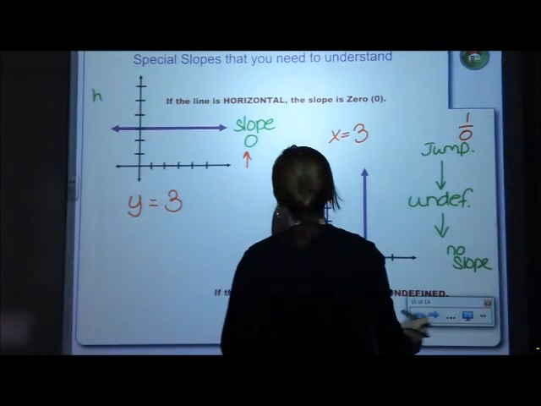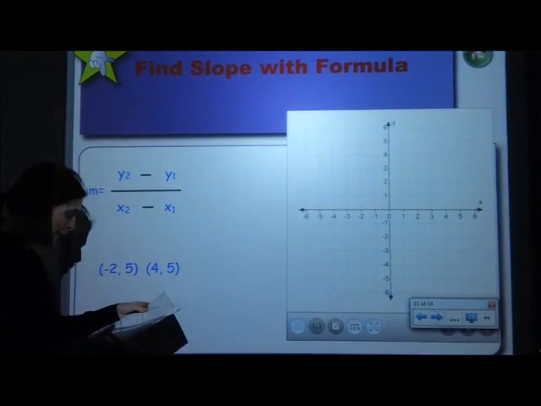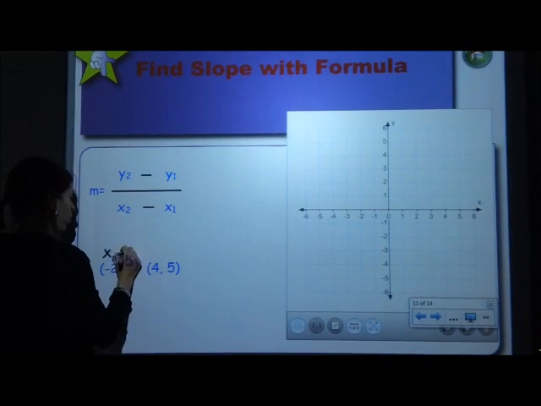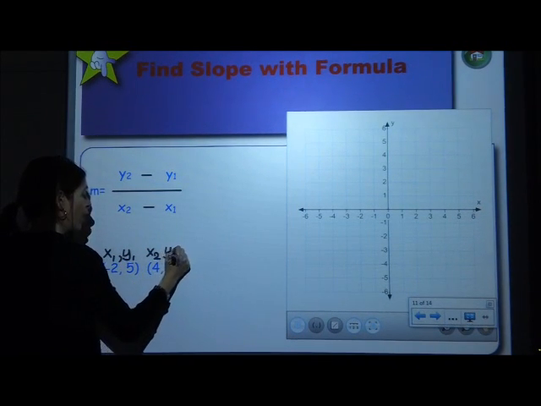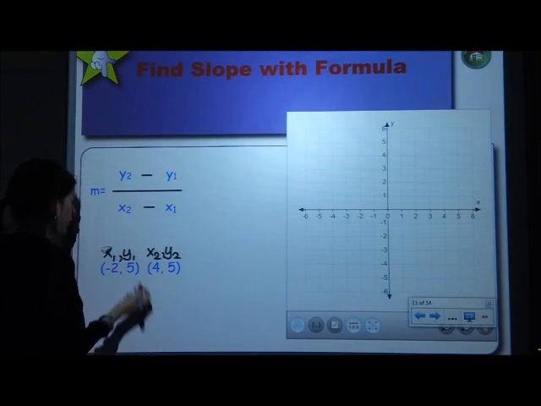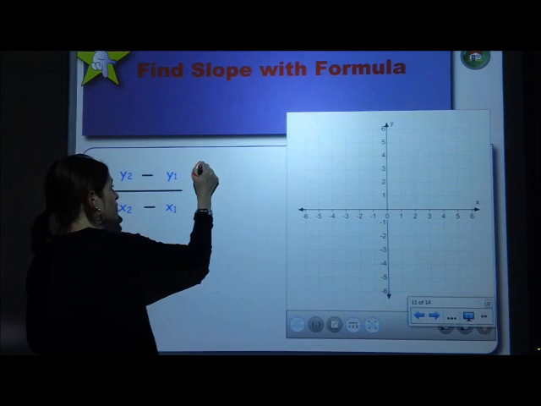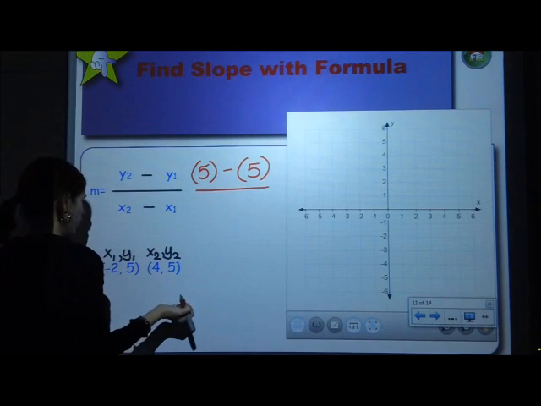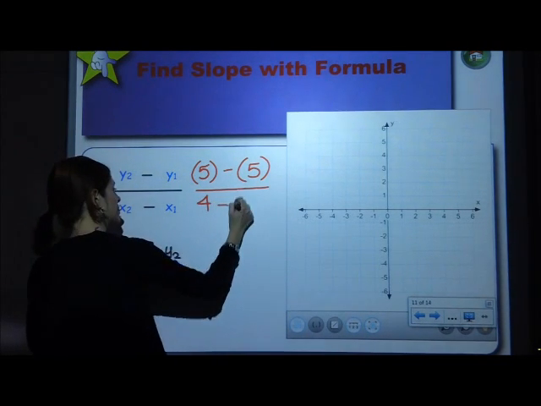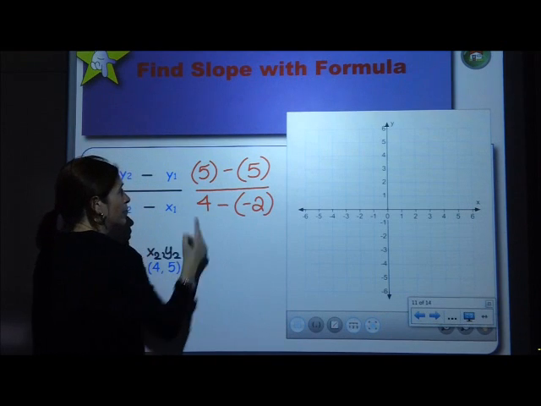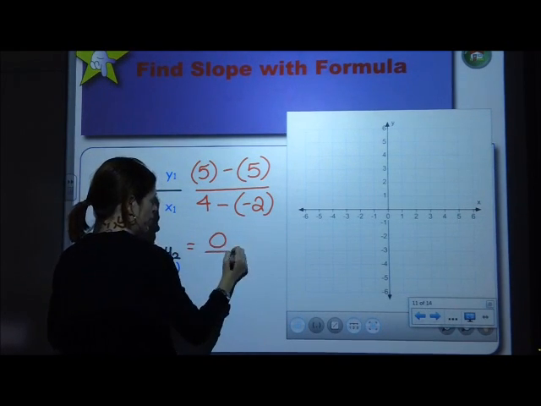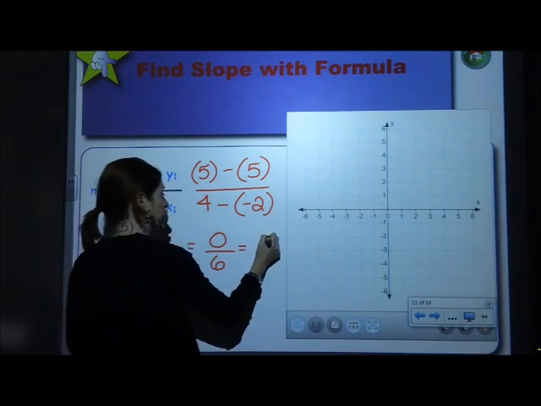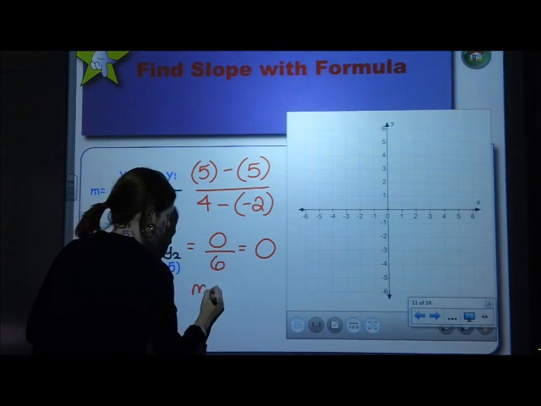All right, keep going, we're almost finished. So let's look at what happens when we calculate this slope. We label our points x1, y1, x2, y2. We substitute our values in. When we sub in, we always put them in parentheses. So 5 minus 5, all over 4 minus -2. 5 minus 5 gives me 0. 4 minus -2 gives me 6. 0 in the numerator just means 0. So the slope is 0.